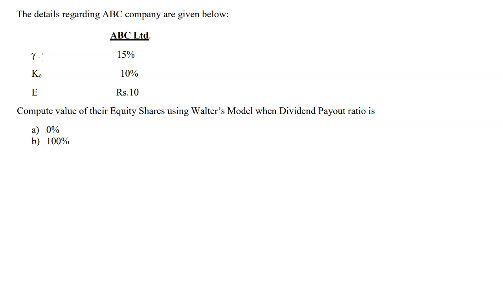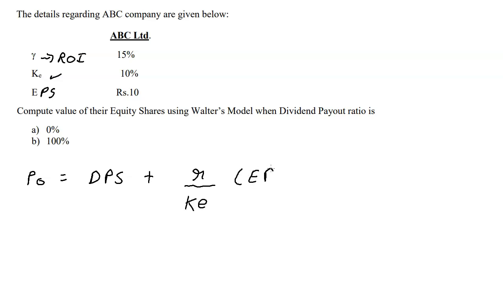We've been given gamma, which is basically the return on investment. We've got KE, we have earnings per share. The formula for market price or P0 in Walter's model is equal to the dividend per share, maybe you can write that as DPS, plus R, which is your return on investment, upon KE, open bracket, earnings per share minus dividend per share, and this whole thing divided by KE.